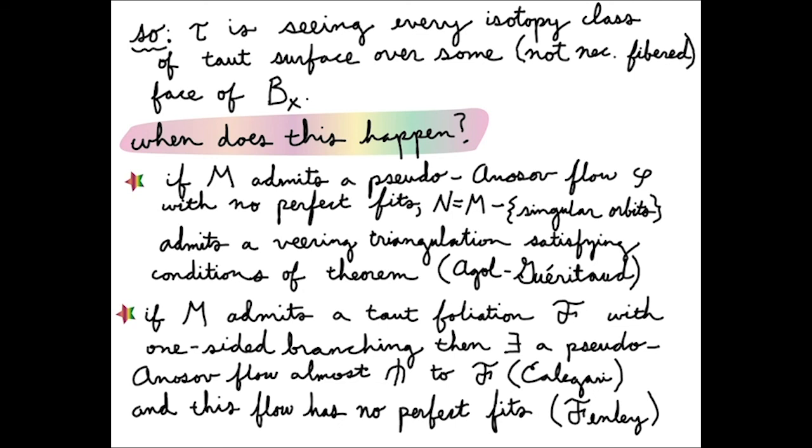And so when do pseudo-Anosov flows with no perfect fits come up? Well, if you have M admitting a taut foliation with one-sided branching, then there exists a pseudo-Anosov flow that's almost transverse to F. This is a fact of Calegari. And this flow has no perfect fits. That's due to Fenley. So the upshot is that whenever your manifold admits a taut foliation with one-sided branching, then we have this flow with no perfect fits, and we can build a veering triangulation that satisfies the conditions of our theorem, and we get this control of all taut representatives of homology classes lying over a specific cone of the Thurston norm ball.